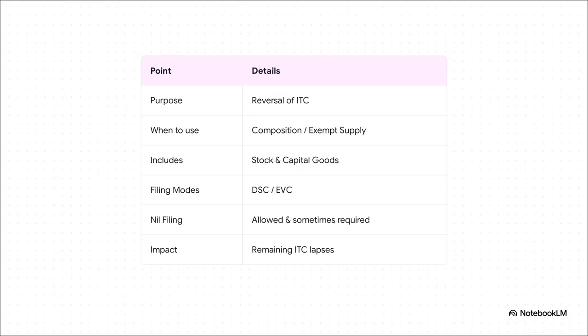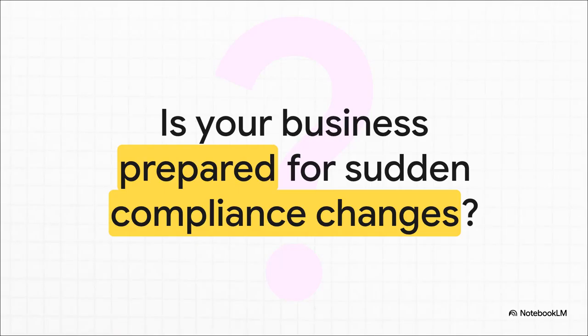All right, let's do a super quick summary. Form ITC-03, it's all about reversing your input tax credit. You use it when you switch to the composition scheme or your stuff becomes tax exempt. It covers everything, stock and capital goods. And the big impact? Any leftover ITC you have? Poof, it's gone. And don't forget, filing a nil return is a real thing, and sometimes it's exactly what you need to do. And there you have it, Form GST ITC-03 all laid out.